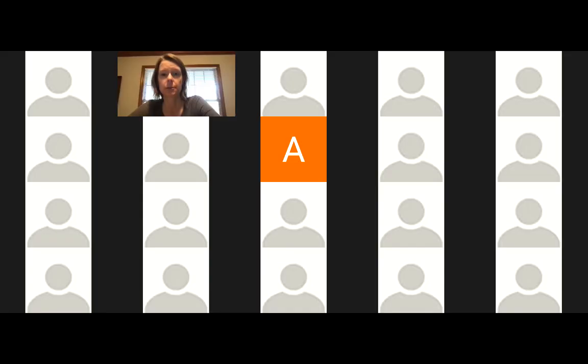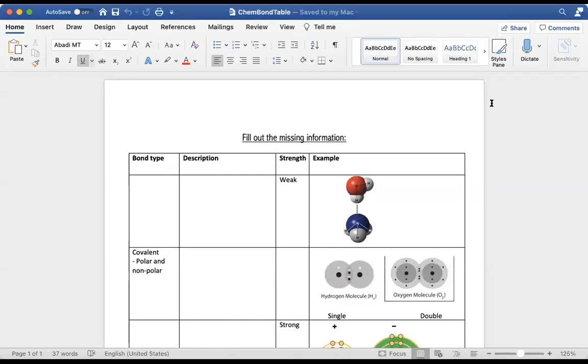I'm going to stop sharing for a minute here. There's a document under the Unit 1 module called Chem Bond Table. And I will show you what it looks like. If you can download that right now, I'm going to put you in breakout groups to fill it out. It's a partially completed table with these 4 different bond types. And hopefully this will be a useful study tool for you.